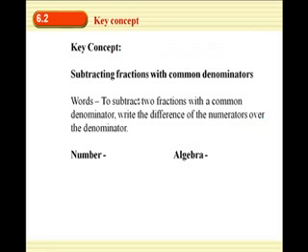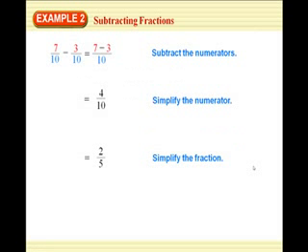Okay, now the next part, we're moving to subtracting. So to subtract fractions with common denominators, you write the difference of the numerators over the denominators. So here's the example, 5/9 minus 1/9. So we see it's a subtraction sign, a difference. So 5 minus 1 is 4 over 9. So you just subtract them. So a over c minus b over c equals a minus b over c. That's it.